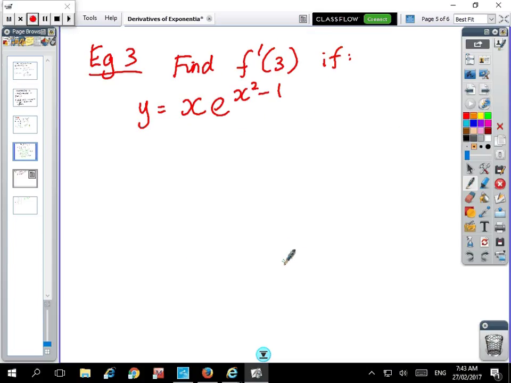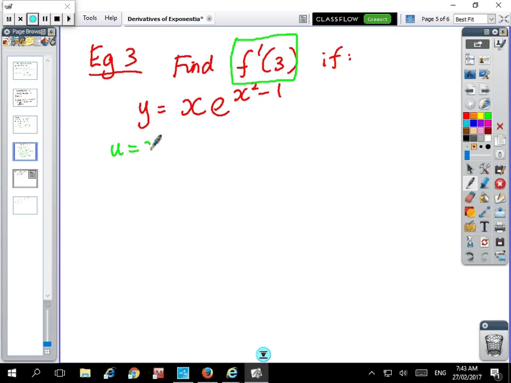So just another example. Rather than finding a derivative, we're actually going to find the gradient. So f dash 3 is the gradient at x equals 3. So f dash is going to be the derivative, and f dash 3 is the gradient at x equals 3. And again, I'll make it a little bit complicated. I've got a product rule. I'll do it for you, that's fine.